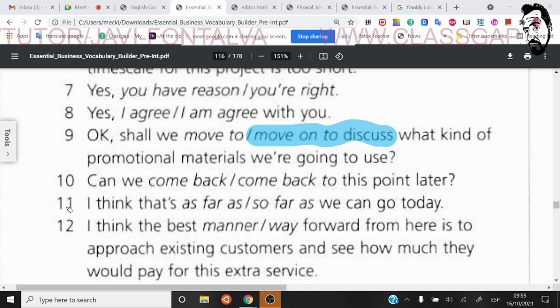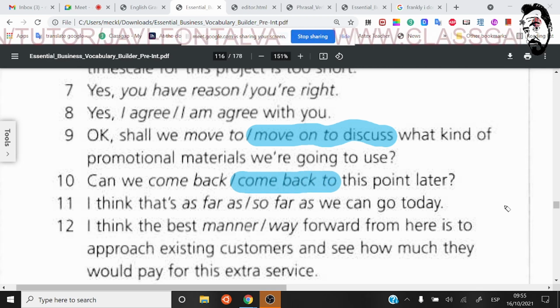Okay. 10. Can we come back or come back to this point later? Come back to. Okay. ¿Volvemos a hablar de este tema después? Eso significa. Come back significa vuelve, pero también significa volver a algo, ¿no? So, recuerda que point significa como argumento, cuestión.